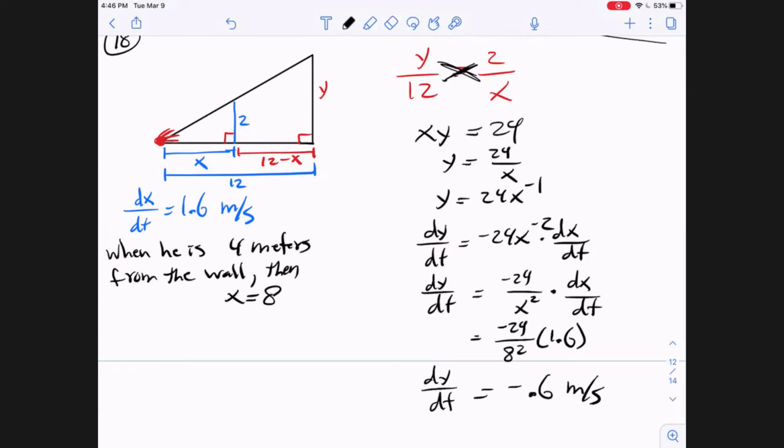Sorry, Professor, can you explain how you got x equals 8 again? Sorry. Because the distance from where the spotlight is to the building is 12, right? So if he's 4 meters from the building, what's x? Okay, all right. 12 minus 4, which is 8. Yeah, all right, thank you.